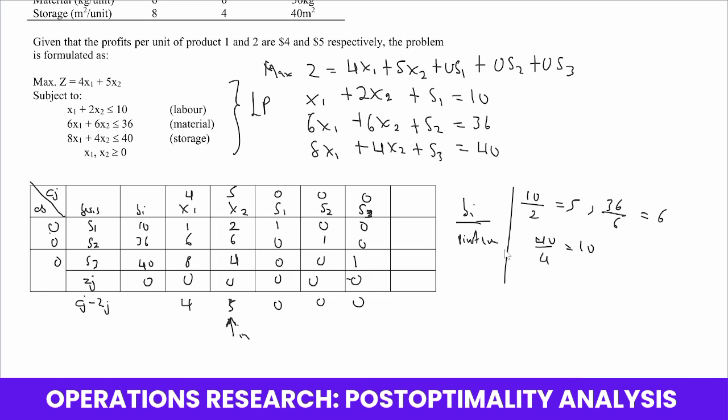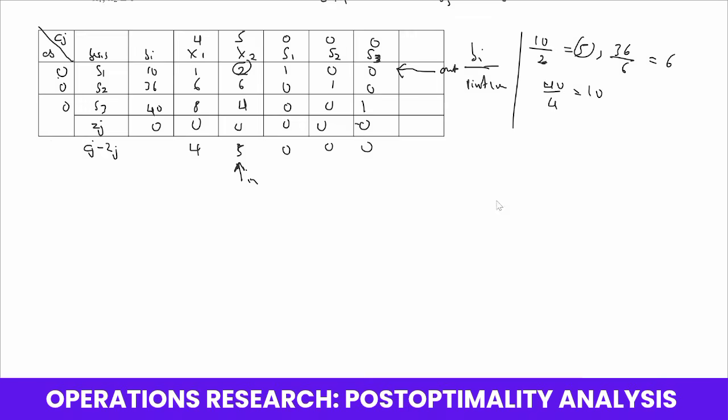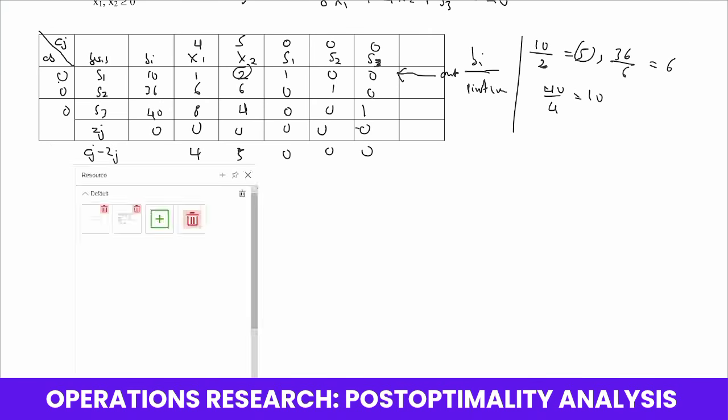So the minimum value here is 5. The minimum value here is 5. And the corresponding value in the pivot column is 2. This 2 that we divided. So 2 is our pivot number. And then this will be our pivot row. That's out. So S1 will move from the basis and be replaced by X2. So let's draw our second tableau.